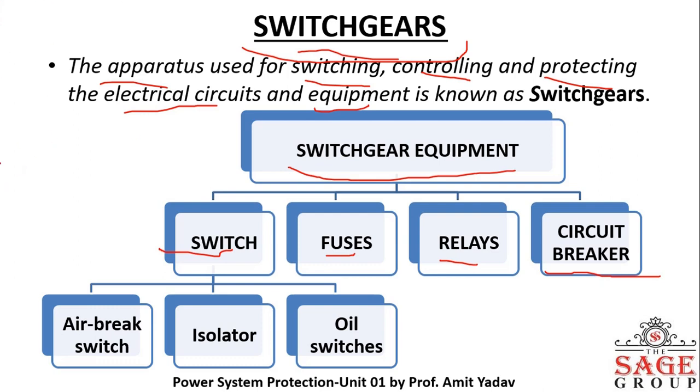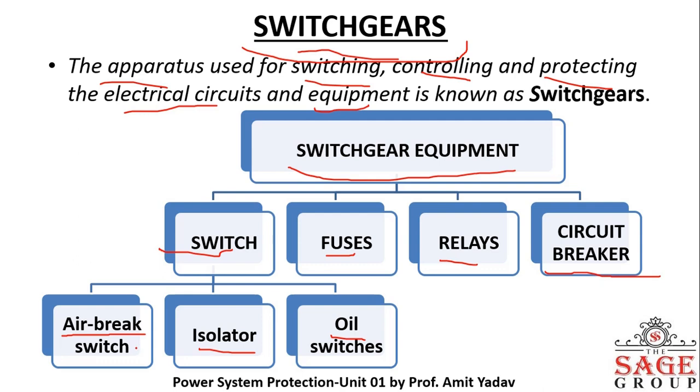Now what are switches? Switches, as you know, are devices which we normally use to switch a circuit on and off. Here I have divided switches into 3 parts. The first is the air break switch, the second is the isolator and the third is the oil switch. Basically all these switches have the same function, but there is a basic difference between these 3.